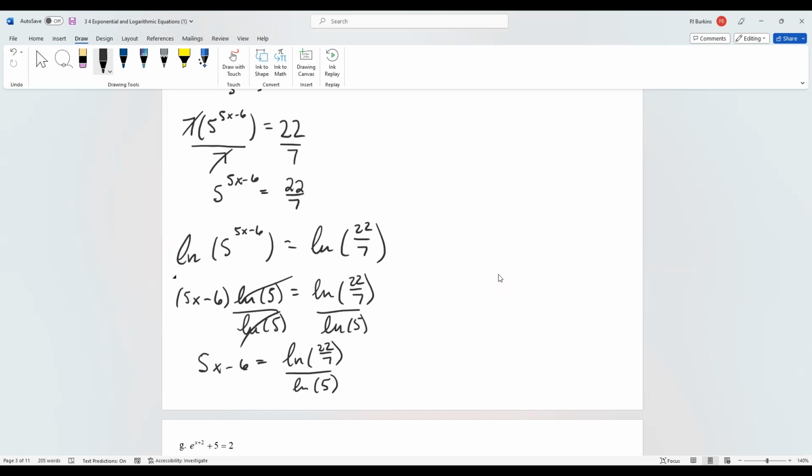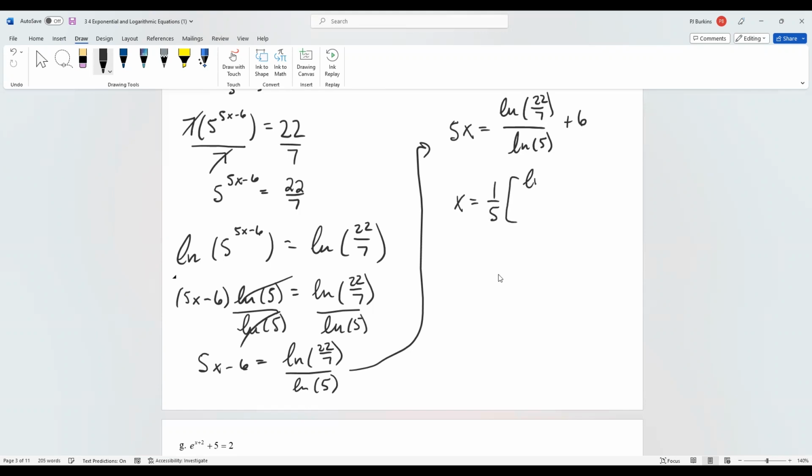All right. Still trying to get x by itself. I need to add 6 to the other side. So let's come over here. So I'd have 5x equals natural log 22 sevenths over natural log 5 plus 6. And then finally, I have to divide everything by 5. But instead of writing it that way, I think I'm going to write times 1/5 of everything.